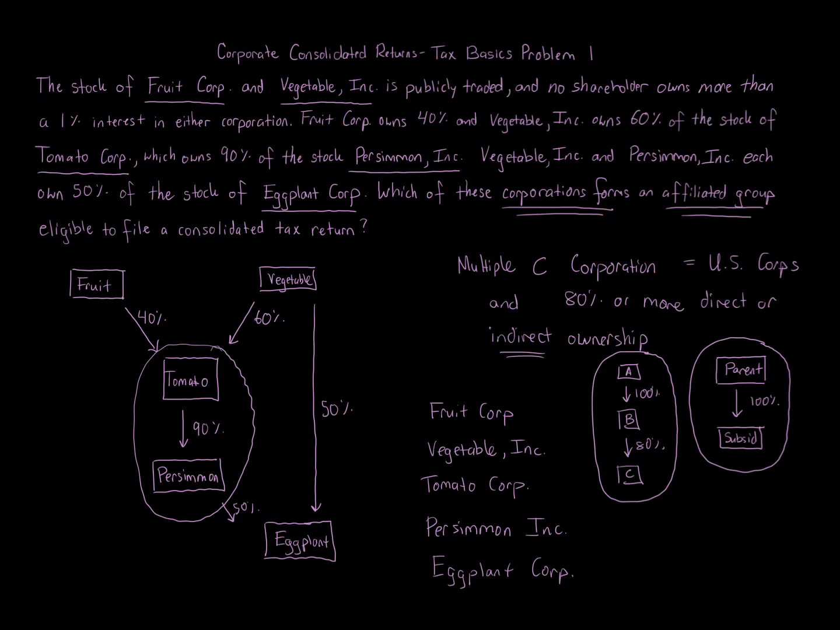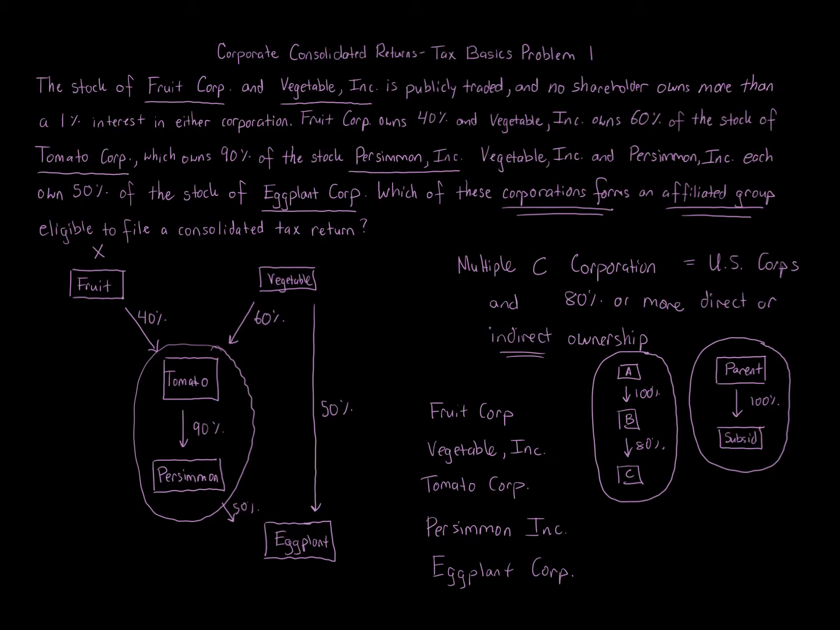So Fruit Corporation, Tomato, no, it's 40%, right? And Fruit is over here on the left by itself. So basically that means that Fruit's not going to be eligible for anything because it's not related. Because remember, it's direct or indirect. So the first thing you want to do is look for direct percentages. So we just found direct, right? Do you see 80% or more by any of these entities? That would be direct. The only one that owns direct is Tomato. Tomato owns directly 80% or more of Persimmon.